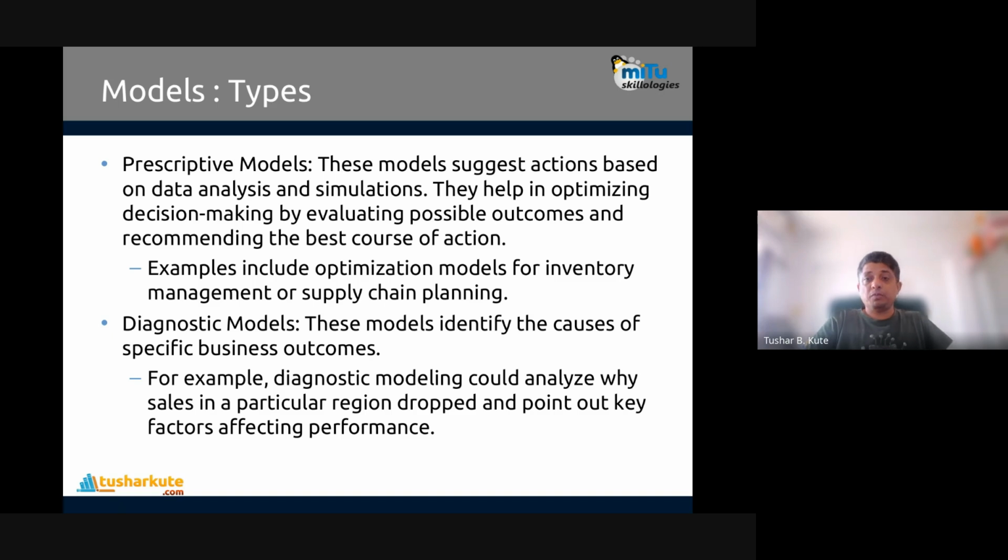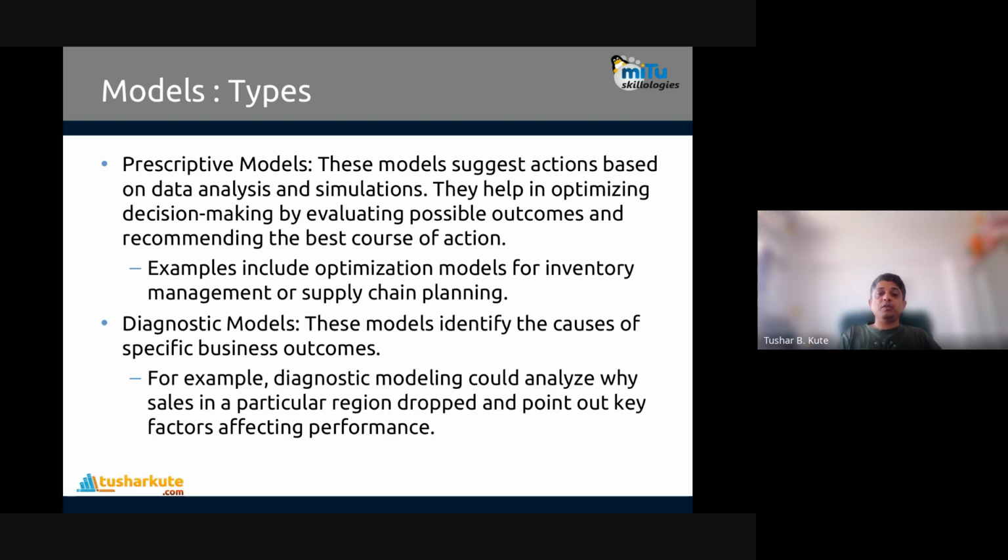Next, diagnostic models. Diagnosis will be performed, and the reason behind a particular outcome is identified. The causes of it can be found. What is the reason behind the particular outcome? That is identified with the help of a diagnostic model. Why has this happened? Just like I mentioned: what happened, what will happen, course of action, and why this has happened. All these things are there in these four kinds of models.